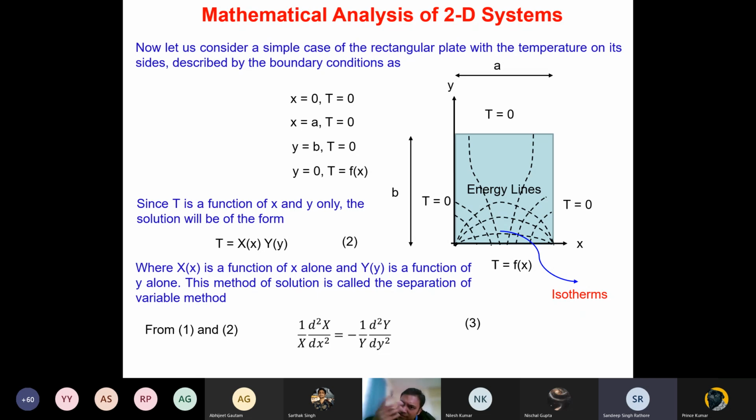In fact, it makes sense if you select a particular form of the solution, then and only then it makes sense. So in a physical way, what we are doing is calculating a solution which is a function of x alone and a function of y alone, in such a way that their multiplication is going to be the actual solution T.